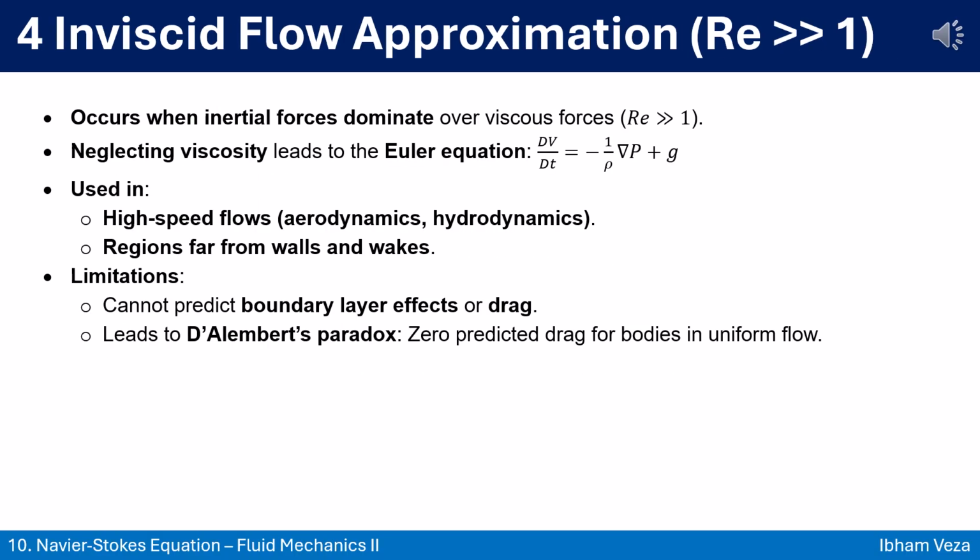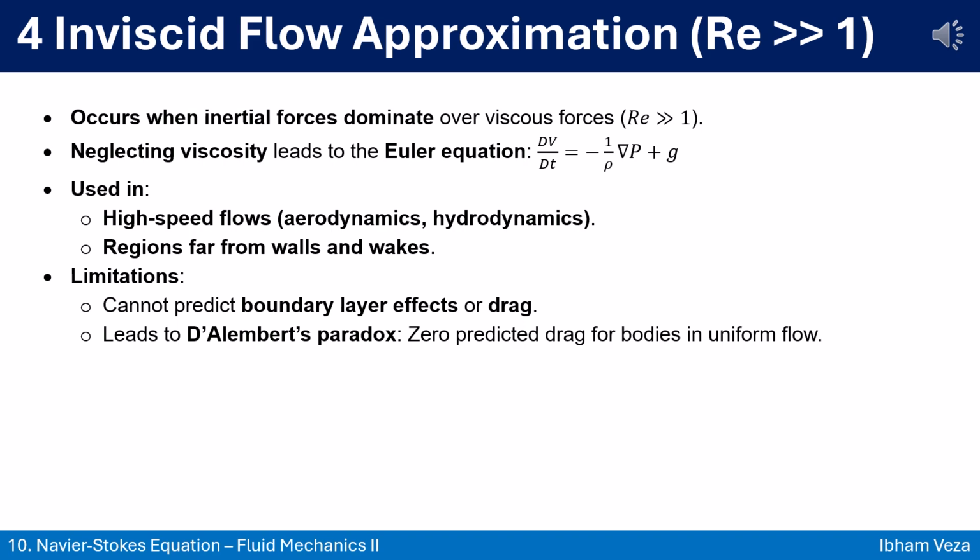4. Inviscid flow, when inertia takes over. What happens when you move fast enough that viscosity becomes negligible? Welcome to the realm of inviscid flow, where inertia dominates and the sticky effects of viscosity fade away. This happens when Reynolds number is much greater than 1, typical in high-speed or large-scale flows.